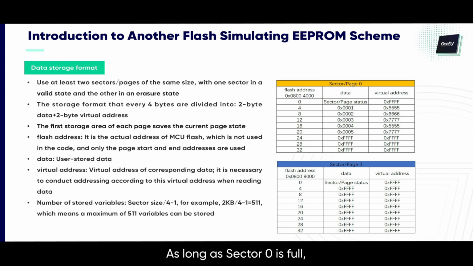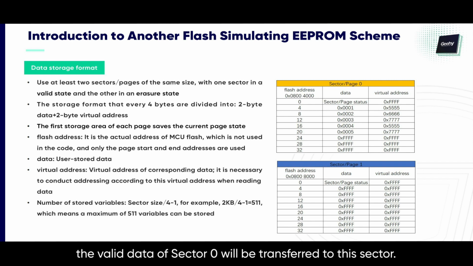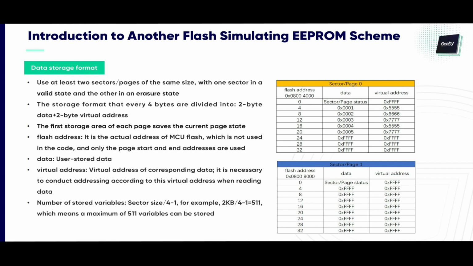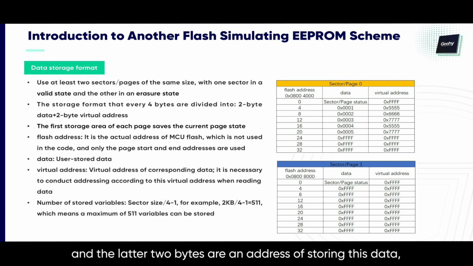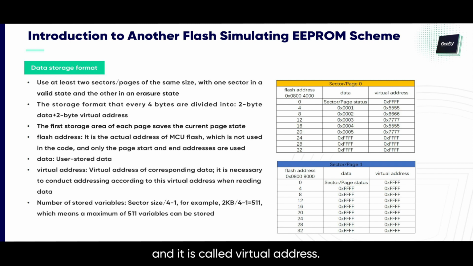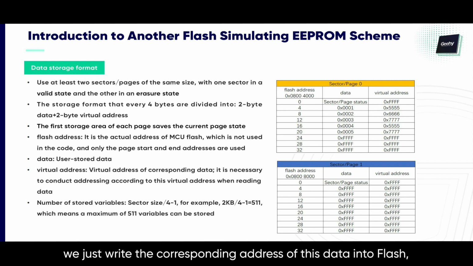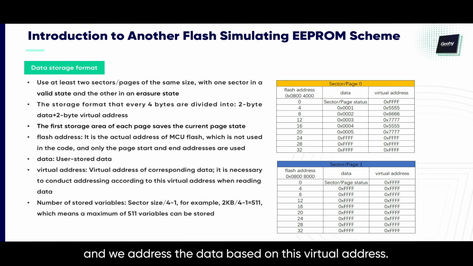As long as Sector 0 is full, the valid data of Sector 0 will be transferred to this sector. It has a formatted fraction for storage, in 4 bytes. The first 2 bytes are used to store data, and the latter 2 bytes are an address of storing this data, and it is called virtual address. Because it is not a real address, we just write the corresponding address of this data into Flash, and we address the data based on this virtual address.